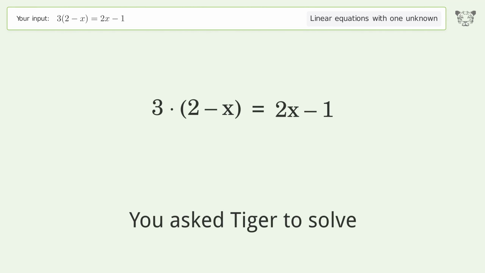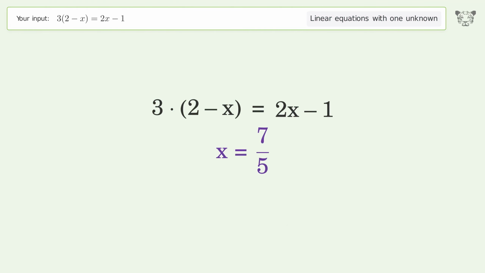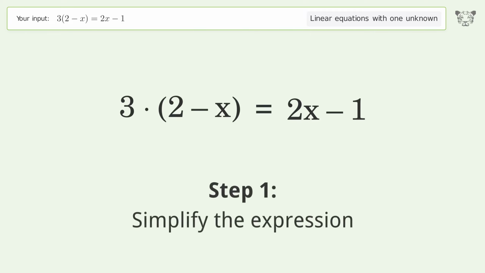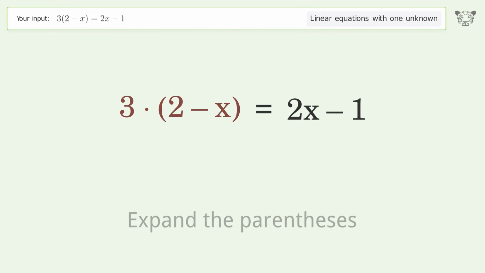You ask Tiger to solve. This deals with linear equations with one unknown. The final result is x equals 7/5. Let's solve it step by step. Simplify the expression. Expand the parentheses.